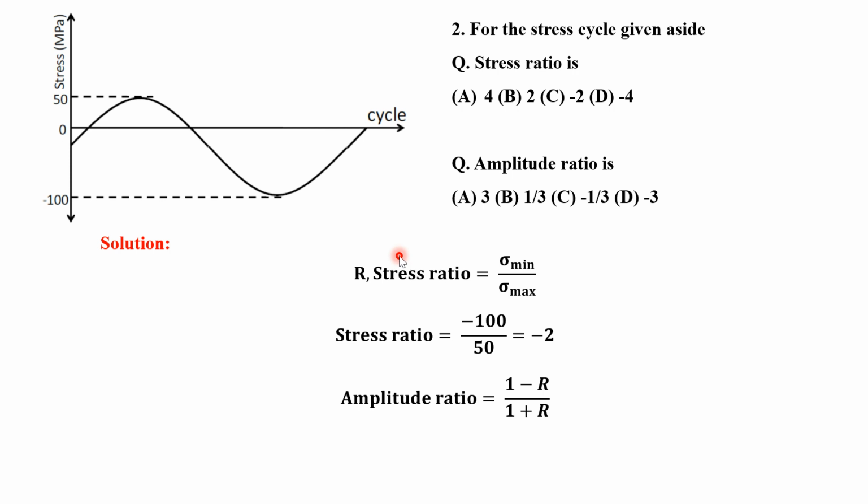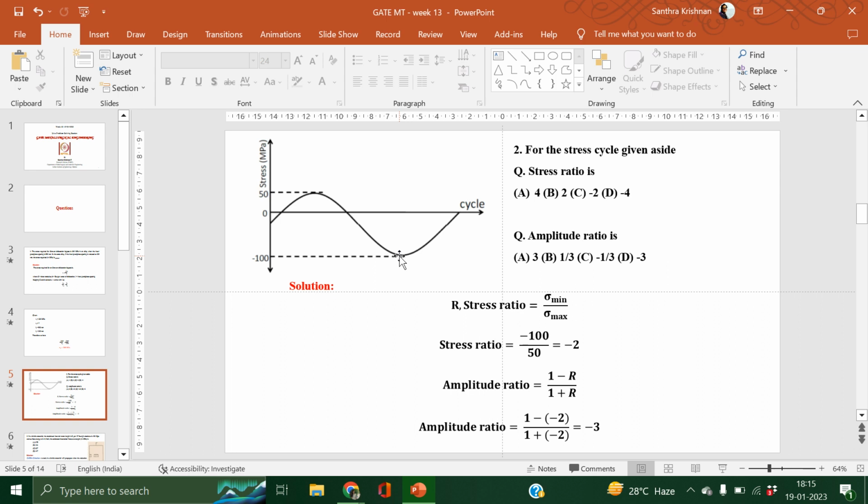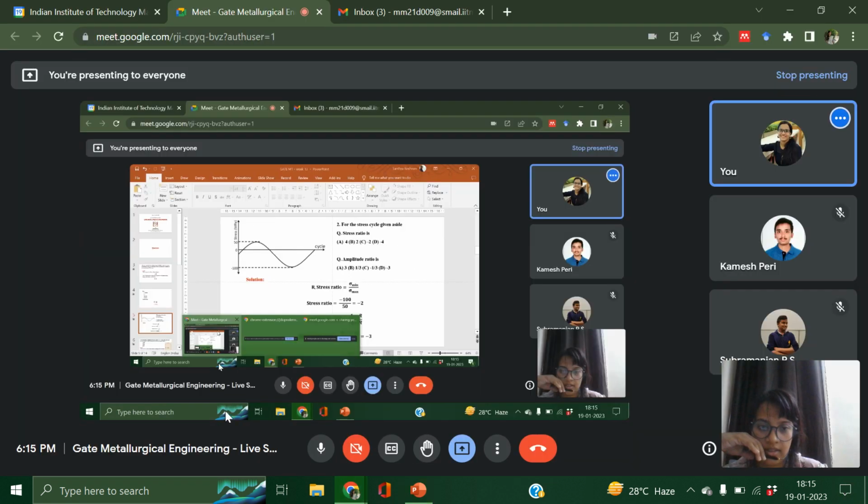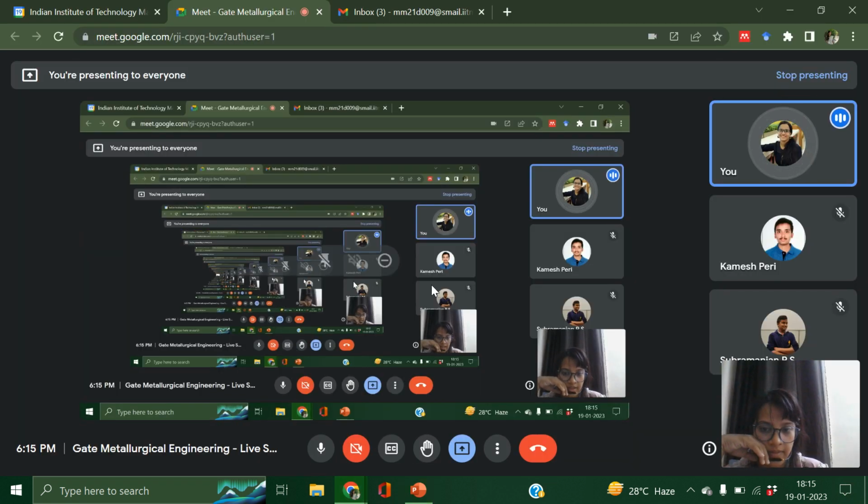I hope you have started practicing solving these questions on the GATE calculators itself. Yeah. So the answer will be minus 3. So is the question clear to all of you? Whoever is there? Yeah. So what about the other person? Is it clear?